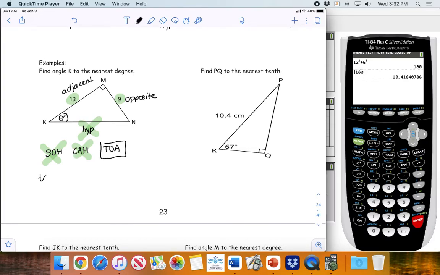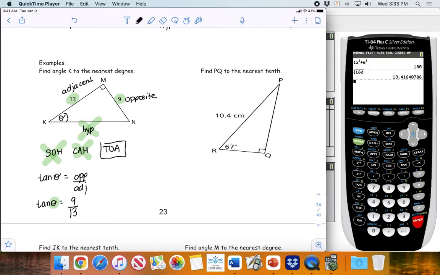So what you start by doing is you write tan of your angle is equal to your opposite side divided by your adjacent side. Tan of your angle, which we don't know, but we do know our opposite side is 9, and our adjacent side is 13. So what we need to do is solve for our theta, which is our missing piece. That's what our angle is, angle K. So once we solve for that, we have our answer. You should always have only one item missing if you use the right equation.